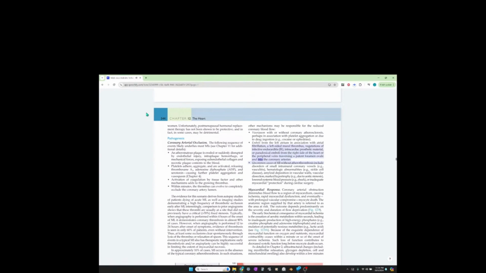Uncommon causes of MI without atherothrombosis include disorders of small intramural coronary vessels, hemorrhagic abnormalities, amyloid deposition in vascular walls, vascular dissection, marked hypertrophy, lowered systemic blood pressure, or inadequate myocardial protection during cardiac surgery.